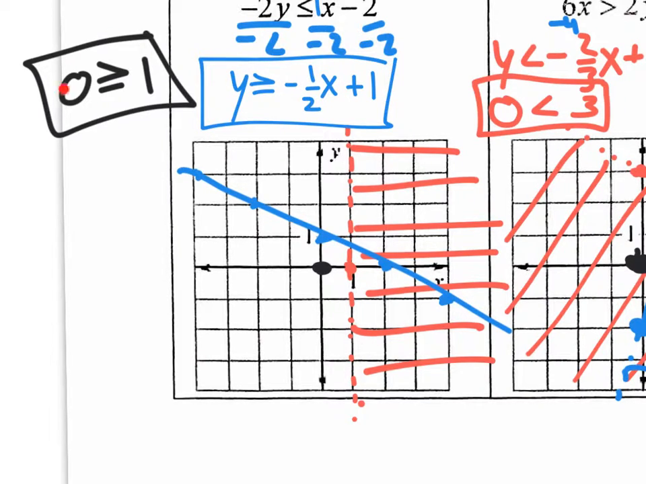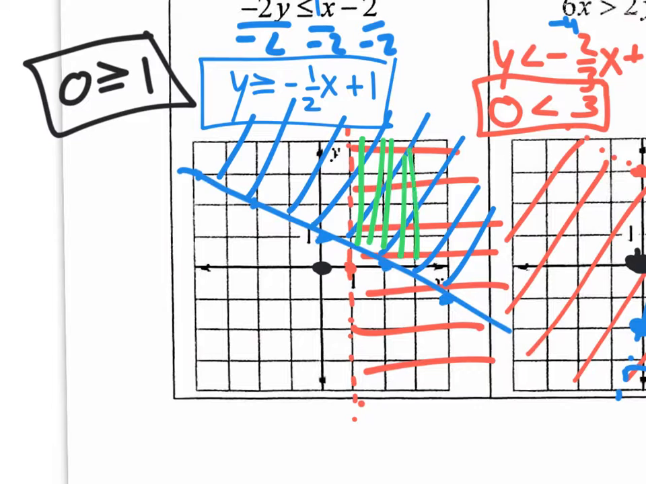That's what I wrote right here. 0 is greater than or equal to 1. True or false? False. So we shade in the bottom or the top? The top. Now remember, what's important is the overlap piece. So that's this piece right here. Cool? All right.